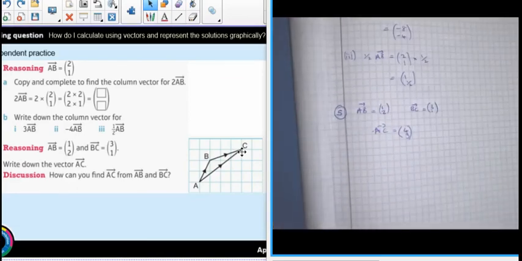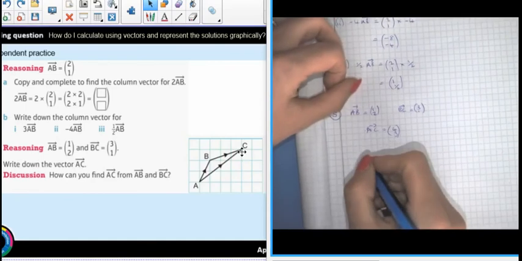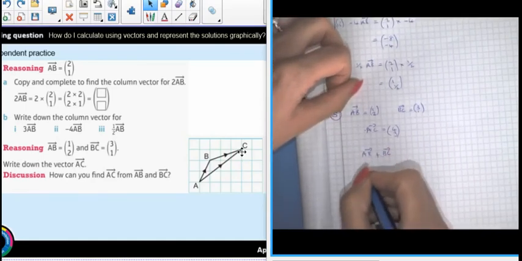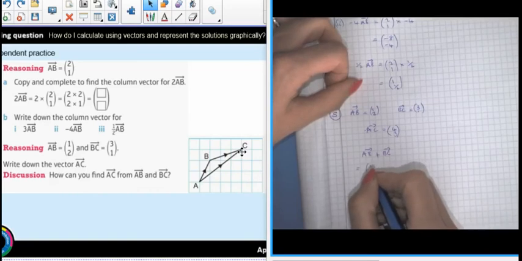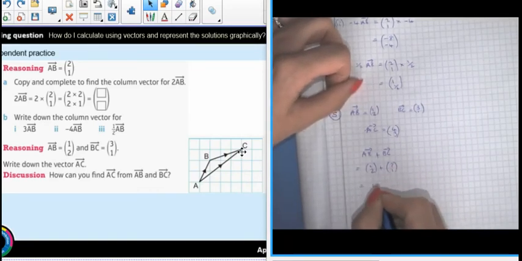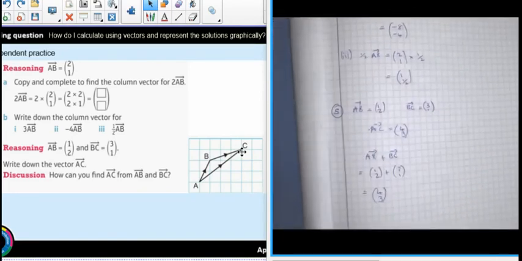Is there an alternate way to do that apart from counting the squares, do you think? How else can we find AC from AB and BC? Okay, some of you hopefully worked out you can just do AB plus BC, which is 1 over 2 plus 3 over 1, which gives us the same answer, 4 over 3.